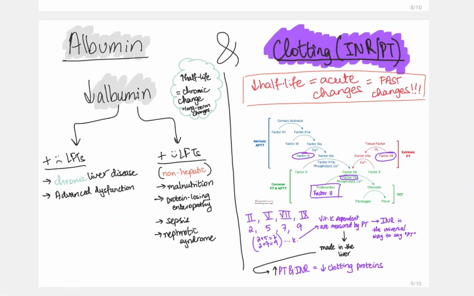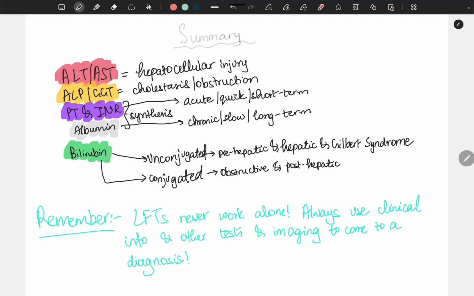there's vitamin K damage. Okay, so just to summarize, this is the final slide and the final thing I want to show. So if you haven't been paying attention at all in this video, please pay attention to this part. So we have essentially a very quick summary. ALT and AST show hepatocellular damage, ALP and GGT show indications of obstruction. Both PT, INR, and albumin are synthetic function tests, but one is more short-term and one is more long-term.